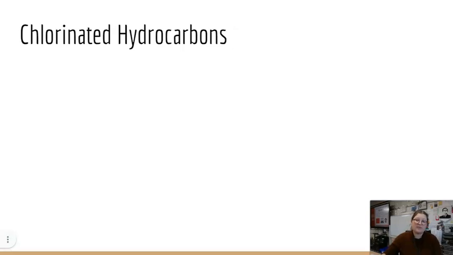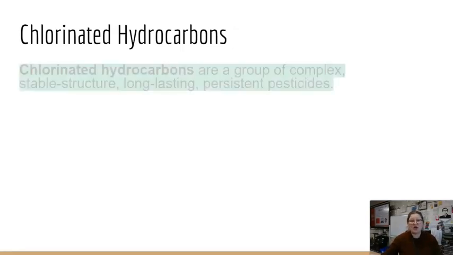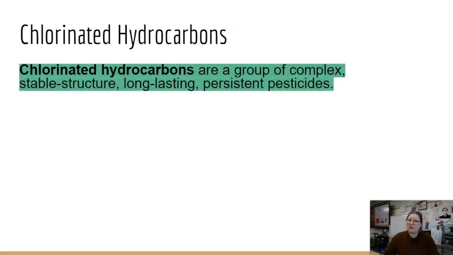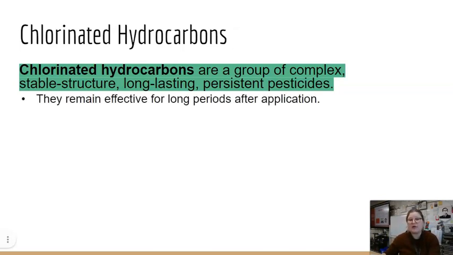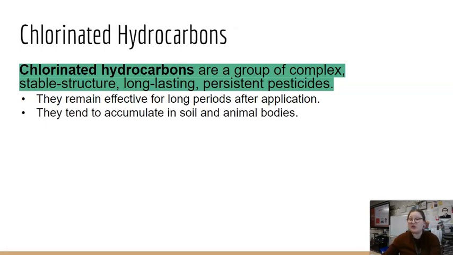So one other specific type of pesticide is chlorinated hydrocarbons. I know we're bringing it back to chemistry. But chlorinated hydrocarbons are a group of complex, stable structure, long-lasting, persistent pesticides. So these are persistent pesticides. They stay around for a long time after it's sprayed, and they remain effective for long periods after application. They tend to accumulate in soil and animal bodies.